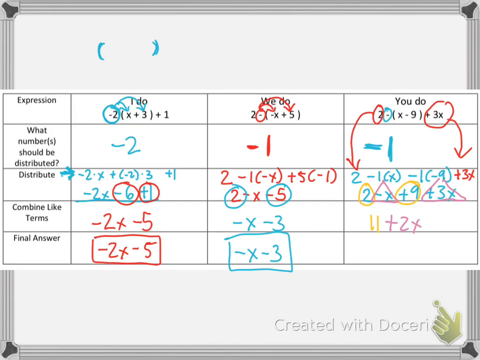But before we finish off, this is technically correct, but in math, we like to put the term with a variable in front. So we like to put the x in front and then the constant, the number, at the end. So let's rewrite it to 2x plus 11. Did you get this answer correct by yourself without looking?